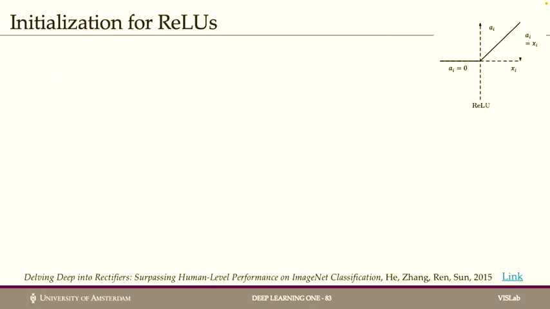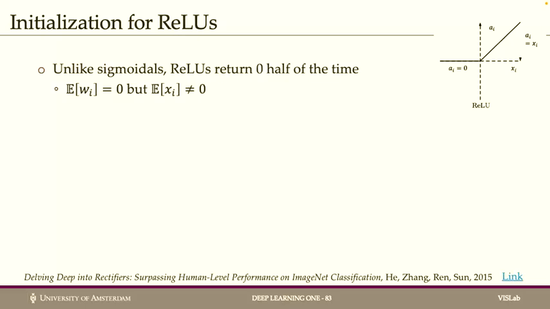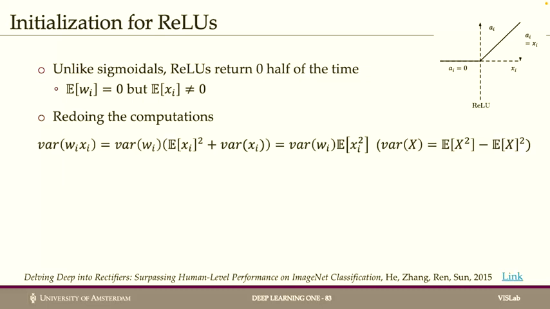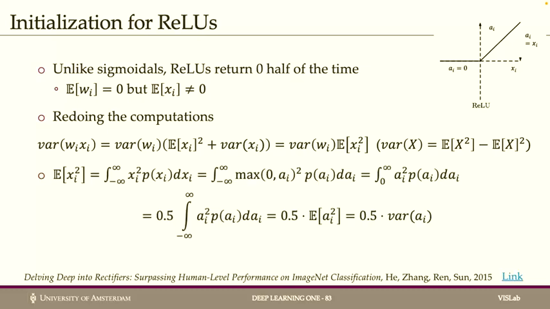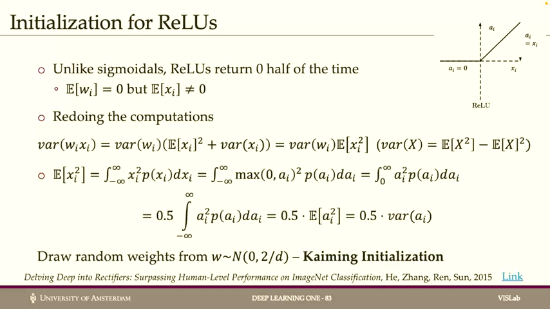Now with ReLU nonlinearity, you have to be somewhat more careful because ReLUs return zero half of the time, and they're not symmetric around the axis, right? So if you think about putting a Gaussian on this one, you will get slightly different results. And you can do the mathematics again, and you basically find out that because it's zeroing half of the time, you actually need to multiply it by 2.